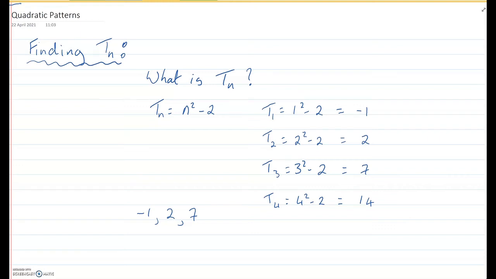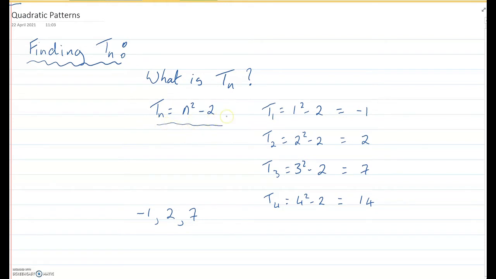So what I'm going to do in this video is go through how to find Tn for a quadratic pattern. So the first thing that we need to look at is, well, what is Tn? And Tn, I've given an example here of an equation of Tn. So Tn here is n squared minus 2.